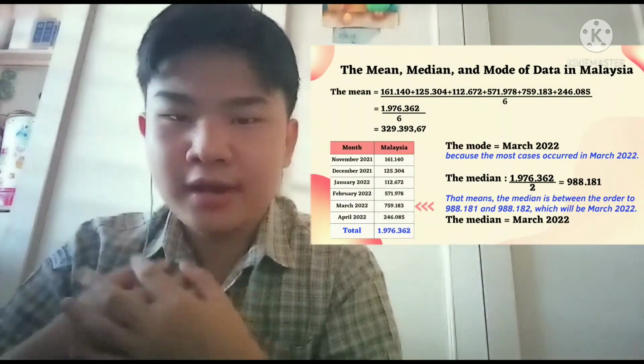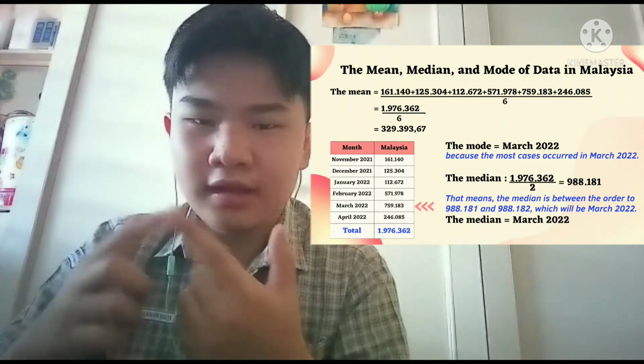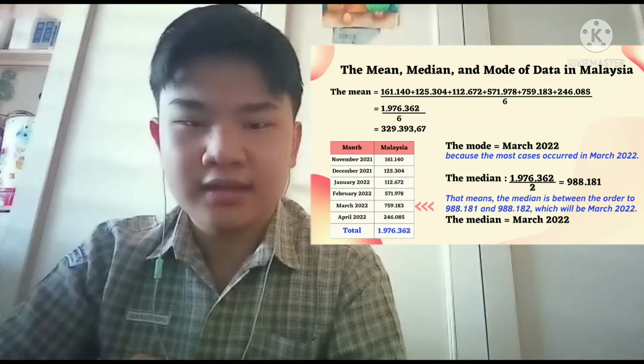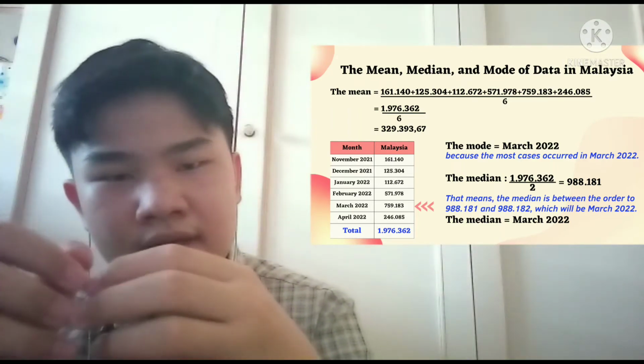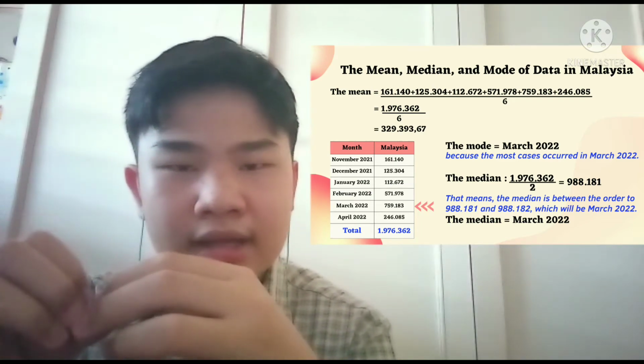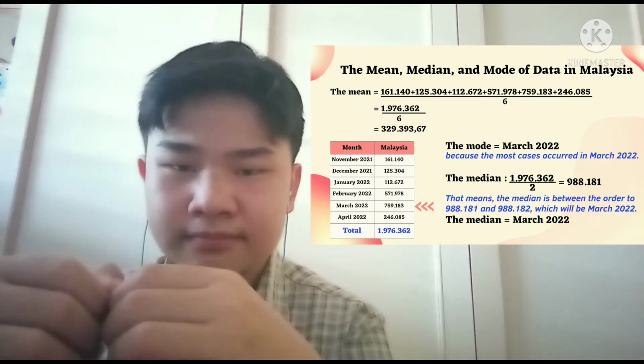Now, I will show you my calculations for data B. We need to find the mean, mode, and median too. Same as data A, as you all know, we need to sum all of the data we have collected in data B, then divide it by how many data we have for data B. Here we will sum it all first.